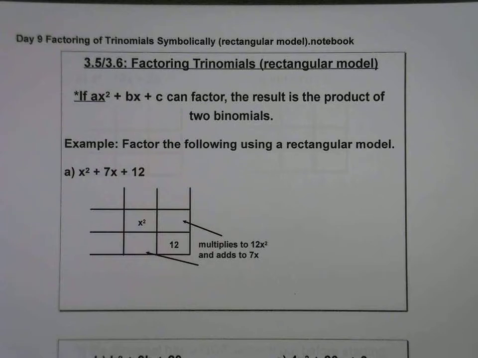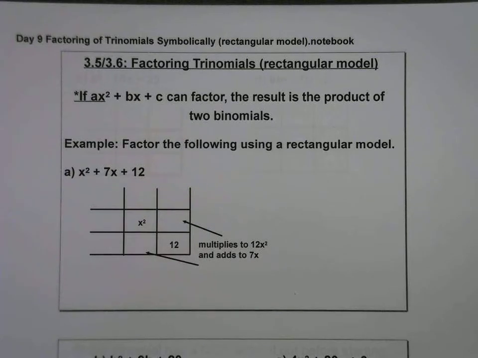Now, the other two parts of the rectangular model that my arrows are pointing to, those are the two areas that have to combine together to give us the 7x's. Without any other information, there's lots of choices we could pick there. We could pick a 6x and a 1x, a 5x and a 2x. We could pick a 10x and a negative 3x, as long as it combines together to give us a 7x.